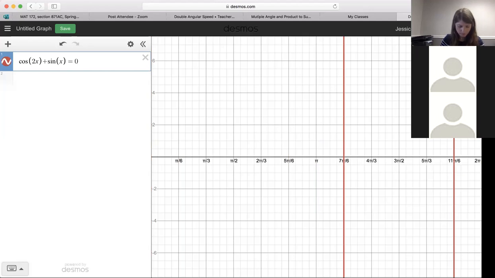So just double check before you declare that you're wrong, because now this is at least looking a little bit better. So let's take a look back at our solutions and see if this matches up with what we were expecting. Notice I see my 7 pi over 6 and I see my 11 pi over 6, but I'm not seeing that pi over 2. Okay, so maybe we need to investigate a little bit further.